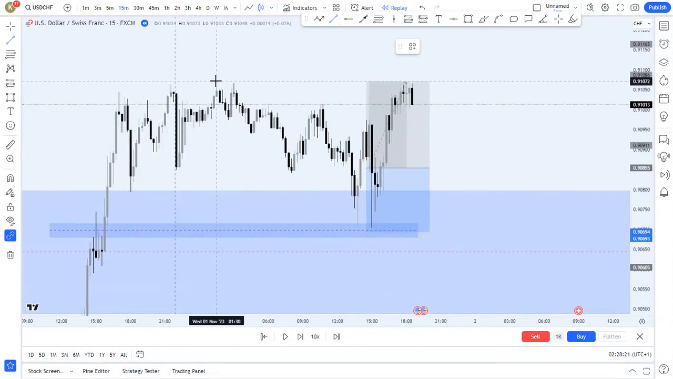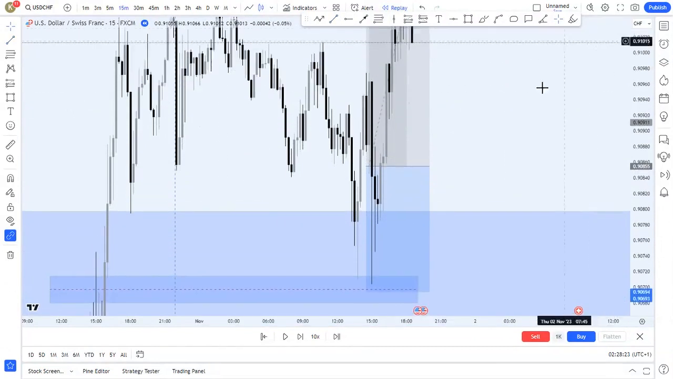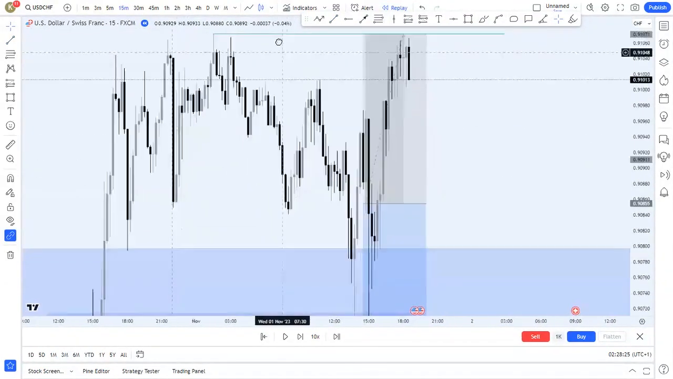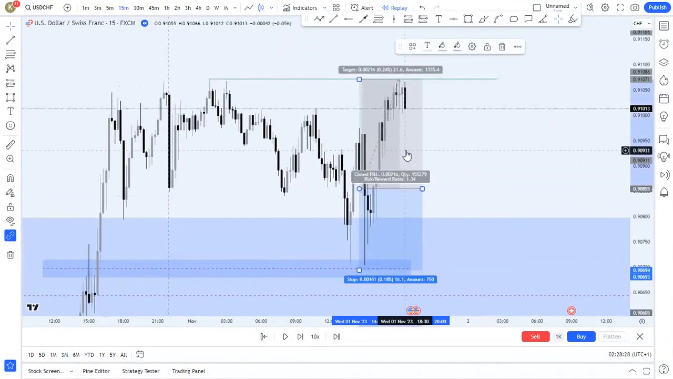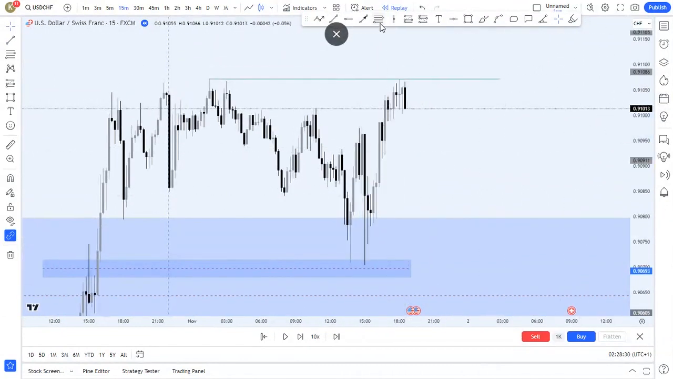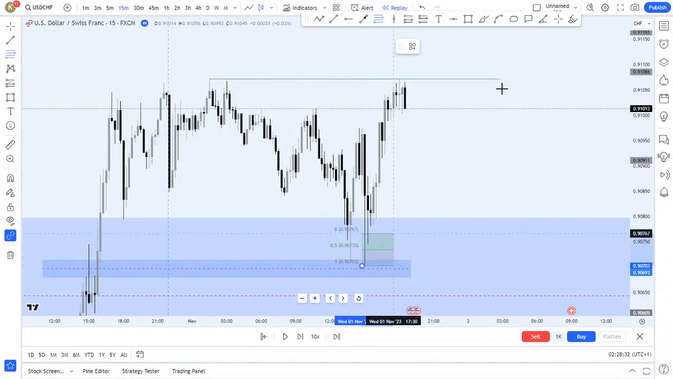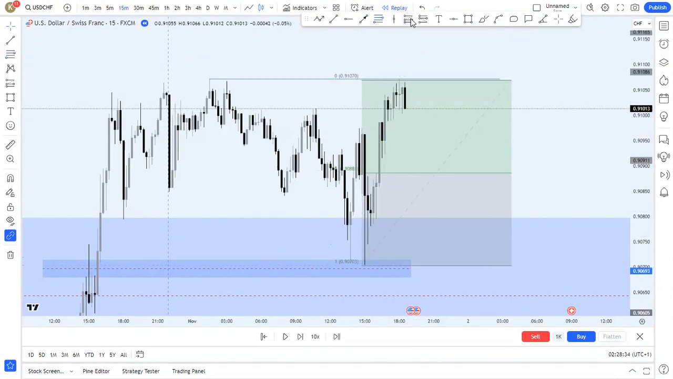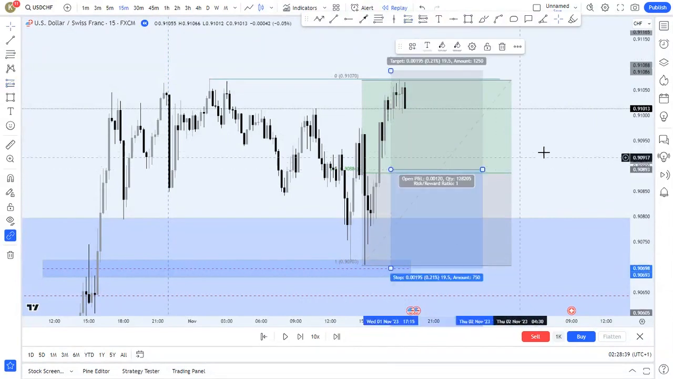So if something like this happens to me, what I will just do is make sure my DOL is not run. If my DOL is not run yet, I can wait for a re-entry by just drawing my fib simply from here to here. If I get the entry, then I'll be very good. I'll just enter around here.